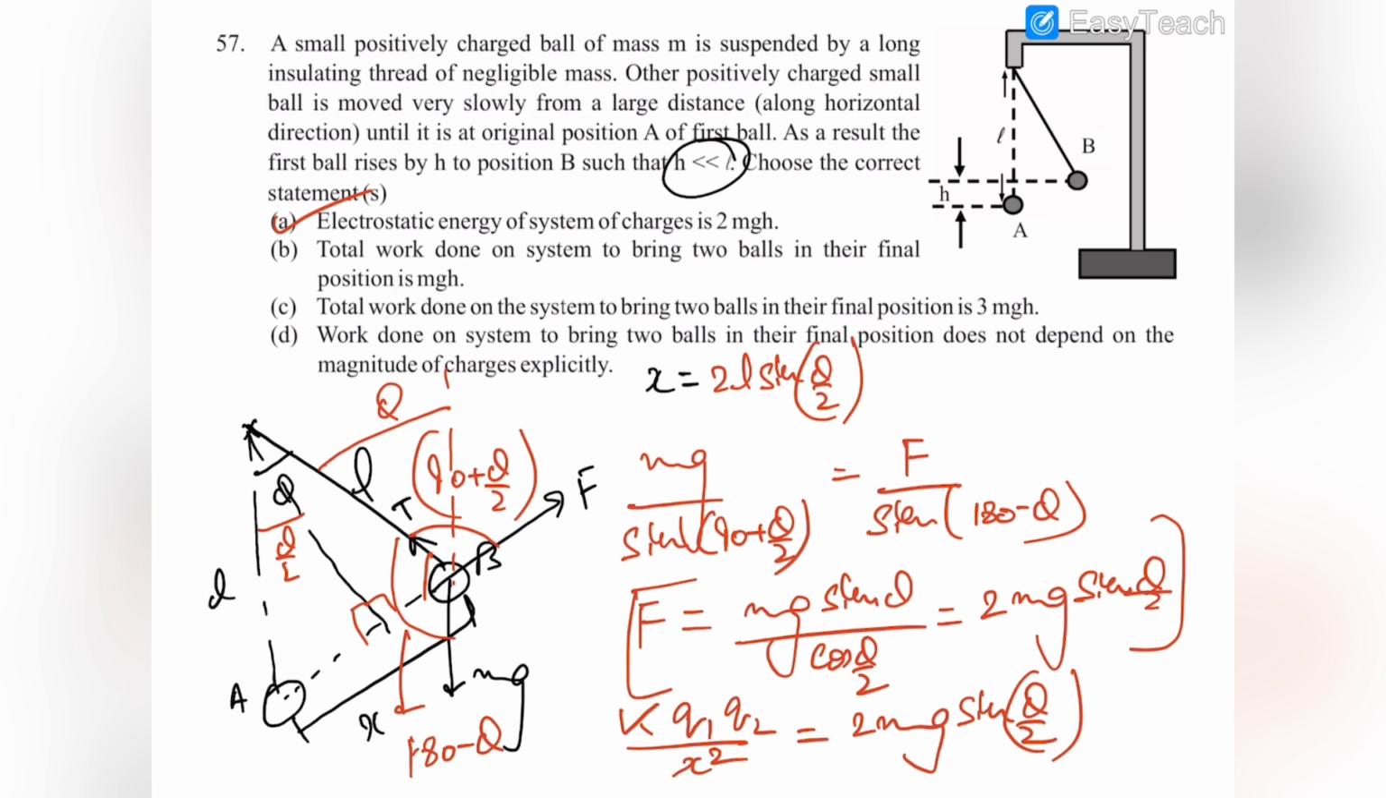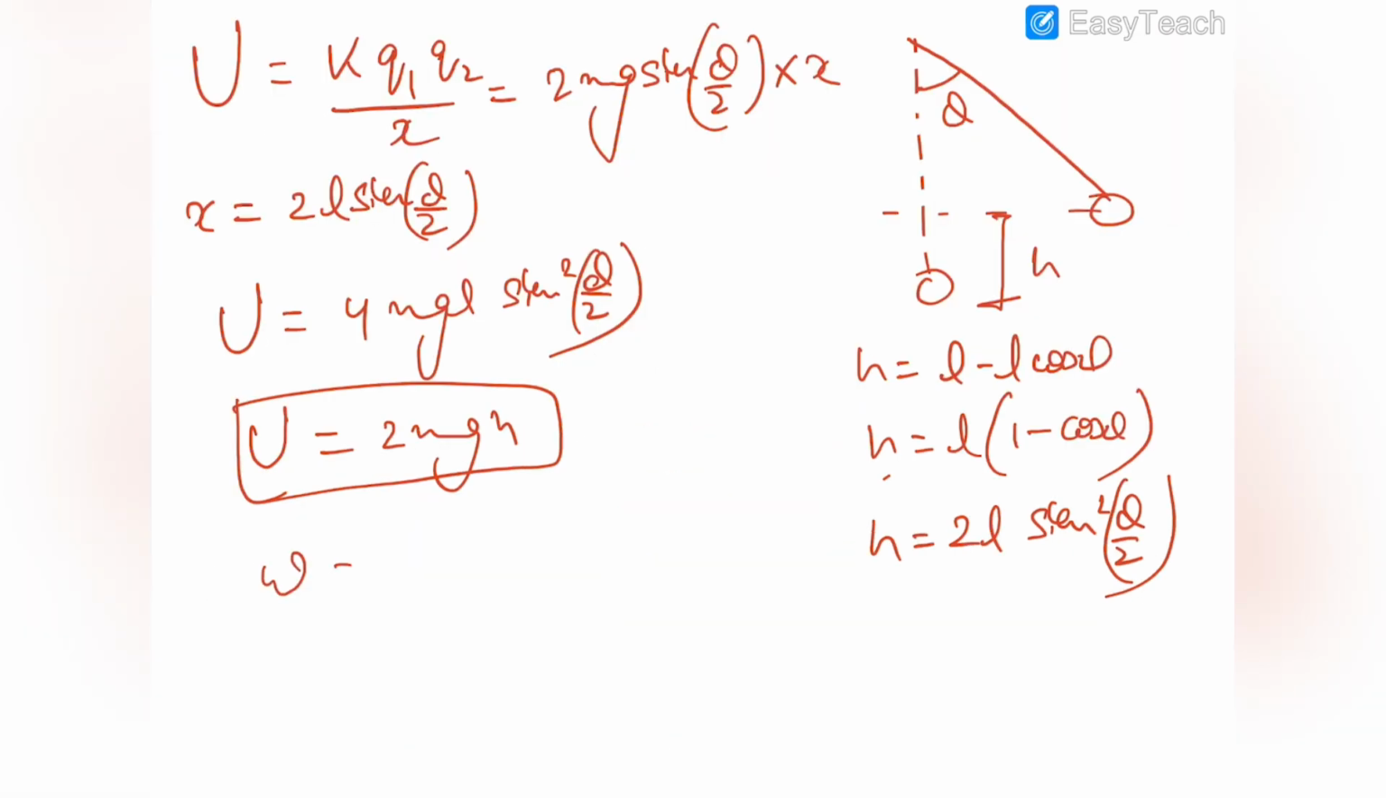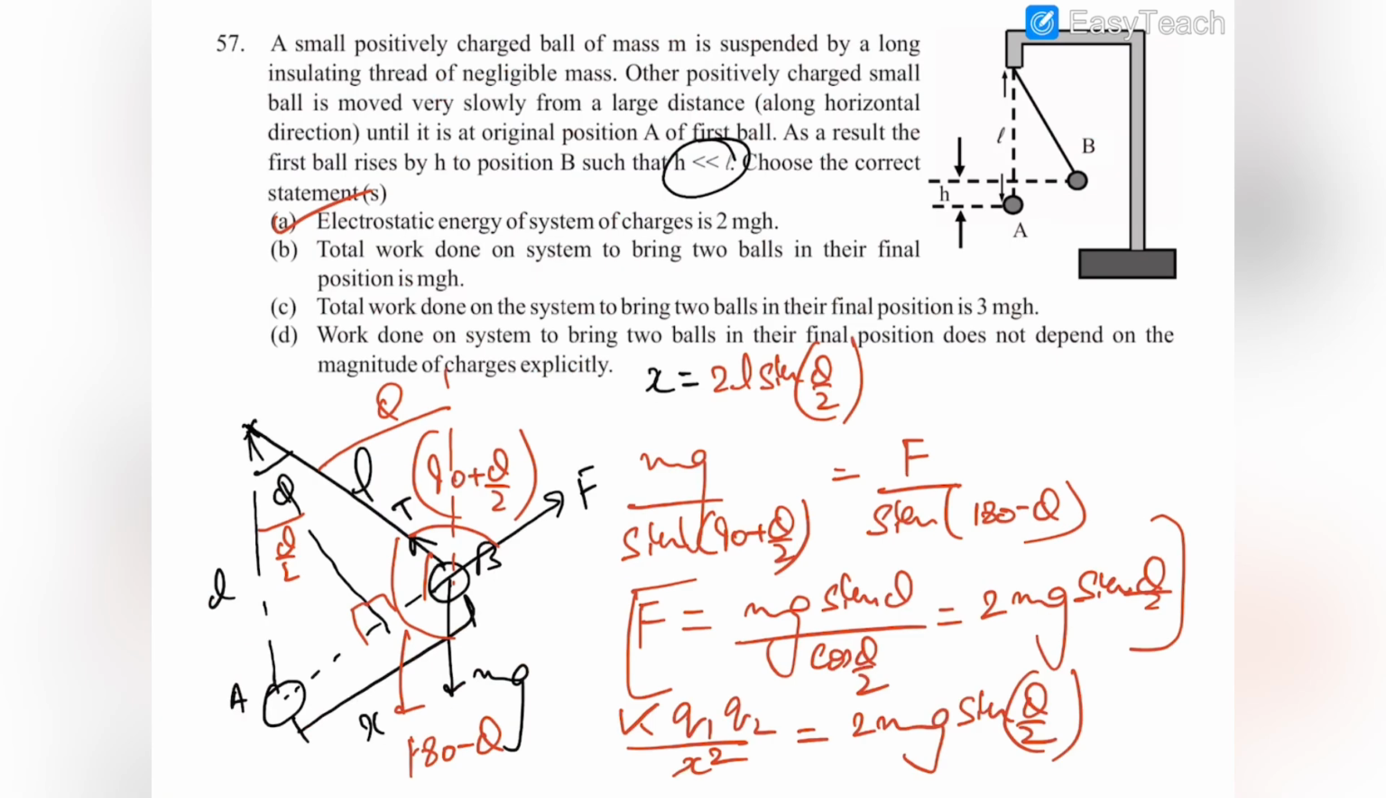Now the work done in bringing this ball from infinity to this configuration would be, so the total work done would be the change in interaction energy of these charges as well as work done against gravity in raising that mass to a height h. So delta U, we know that now U is 2 mgh, and initially when the separation was infinity, U was 0. So delta U is 2 mgh, so work done would be 3 mgh. So option B is incorrect, option C is correct.